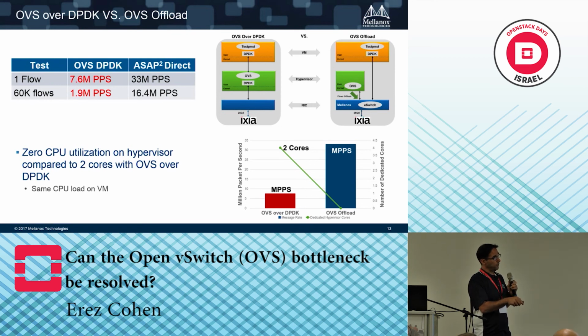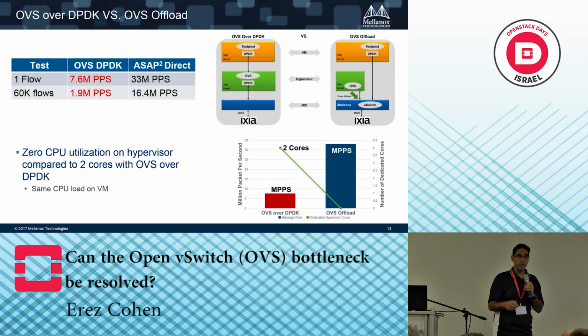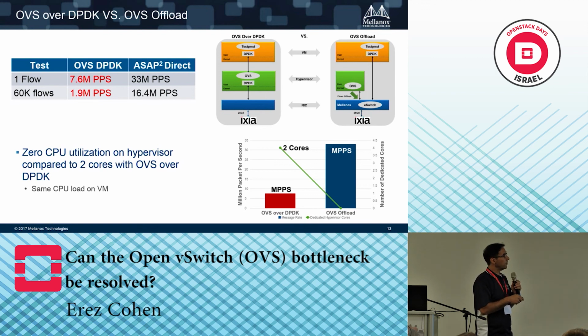The VM is doing forwarding and sending it back to the packet generator, Ixia in this case, and we compare the results. The result, as you can see here, when we do few flows, we get 7.6 million with DPDK OVS, compared to 33 million. You can see it here, which is amazing. It's about 4X or 3X.